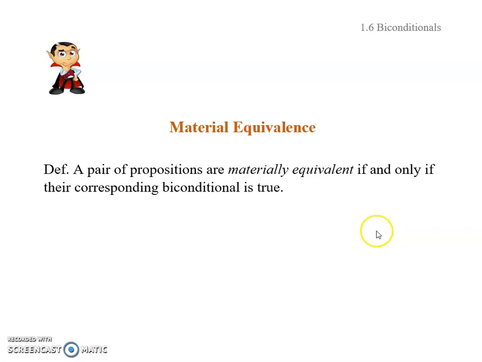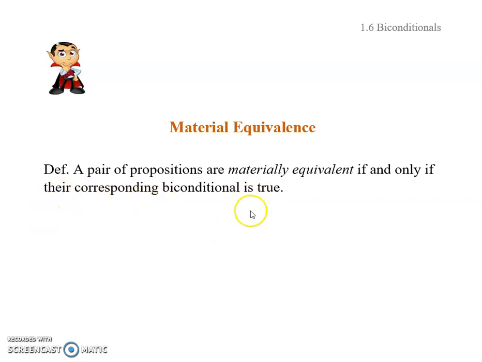Okay, Logic fans, welcome back to our second video on 1.6. At the end of the previous video, 1.6a, we defined the notion of a corresponding biconditional, right? The corresponding biconditional of a pair of sentences randomly selected. And we're going to use that notion to define this important idea and discuss this concept in this video. So first, let me define it, and then we're going to get into an example, okay? A pair of propositions are materially equivalent if and only if their corresponding biconditional is true.